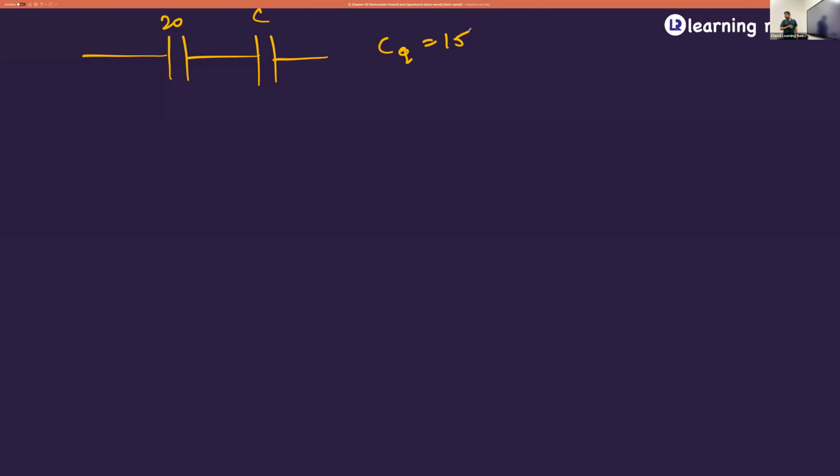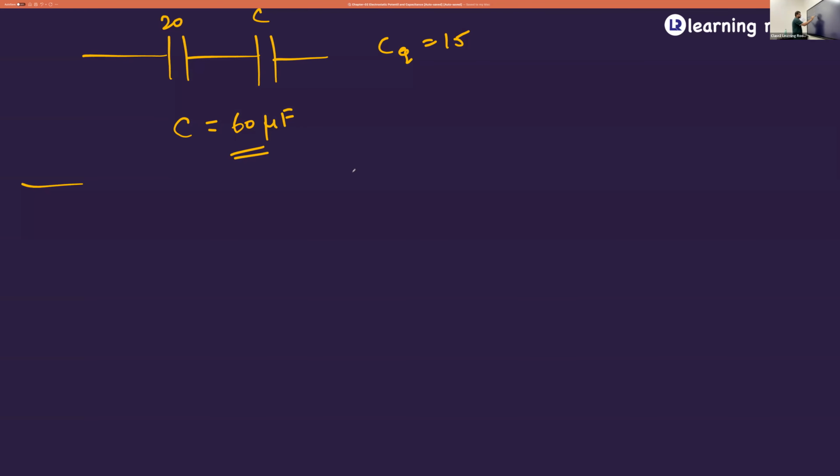Just now I told you. 20 into C divided by 20 plus C. So what will the answer be? This is the next question actually. So C will be 60 microfarad. Just now we solved, no, 20C by 20 plus C is equal to 15. Am I clear? Next.